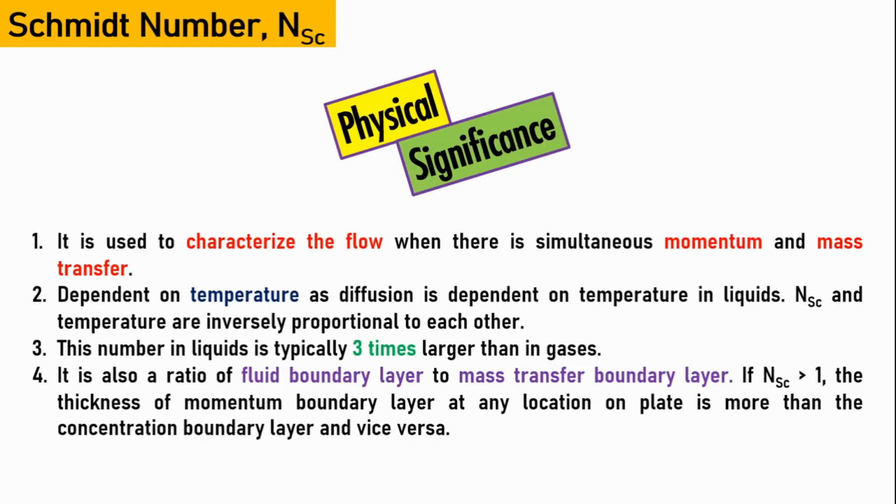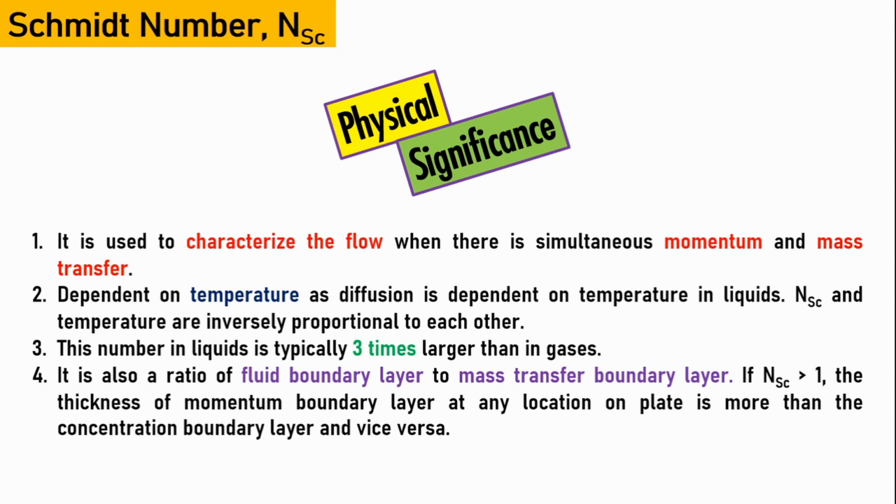Now let's see the physical significance of this dimensionless number. Actually, why is it important to study the Schmidt number? If you have simultaneous momentum and mass transfer in a system and you want to characterize the flow of the system, you will need the Schmidt number. Then, how is the Schmidt number dependent on temperature? You know that the Schmidt number is actually a ratio of momentum diffusivity to mass diffusivity. And diffusion for liquids is dependent on temperature. So the Schmidt number for a liquid system is inversely proportional to temperature.